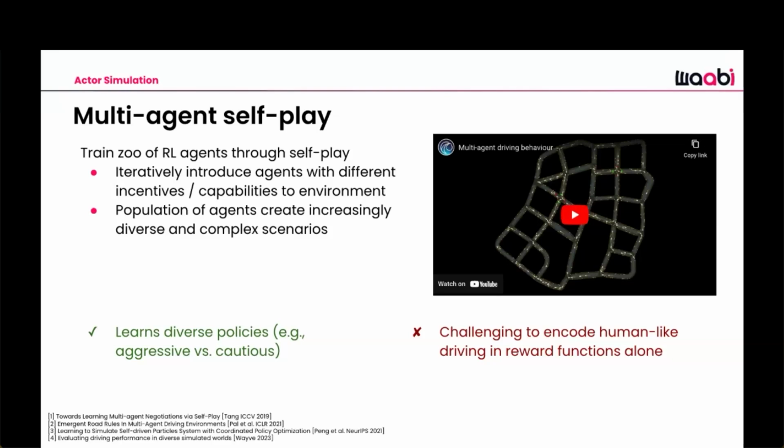But one downside of this approach is that it can be challenging to encode human-like driving in reward functions alone. So you really need to be careful about how you design those reward functions.